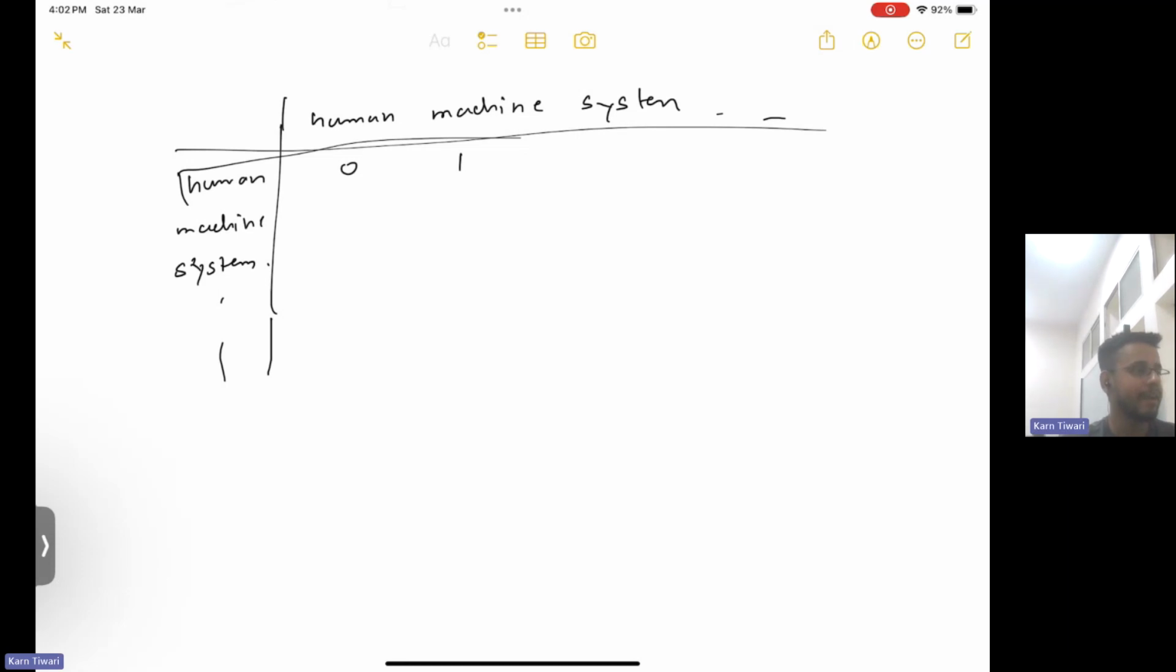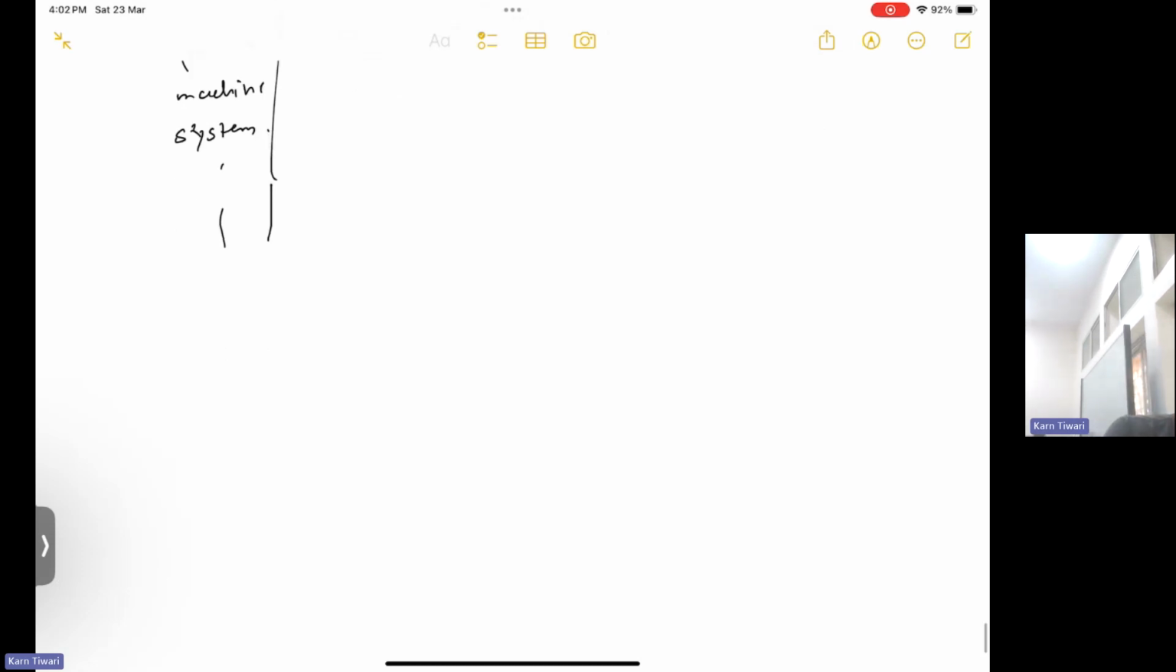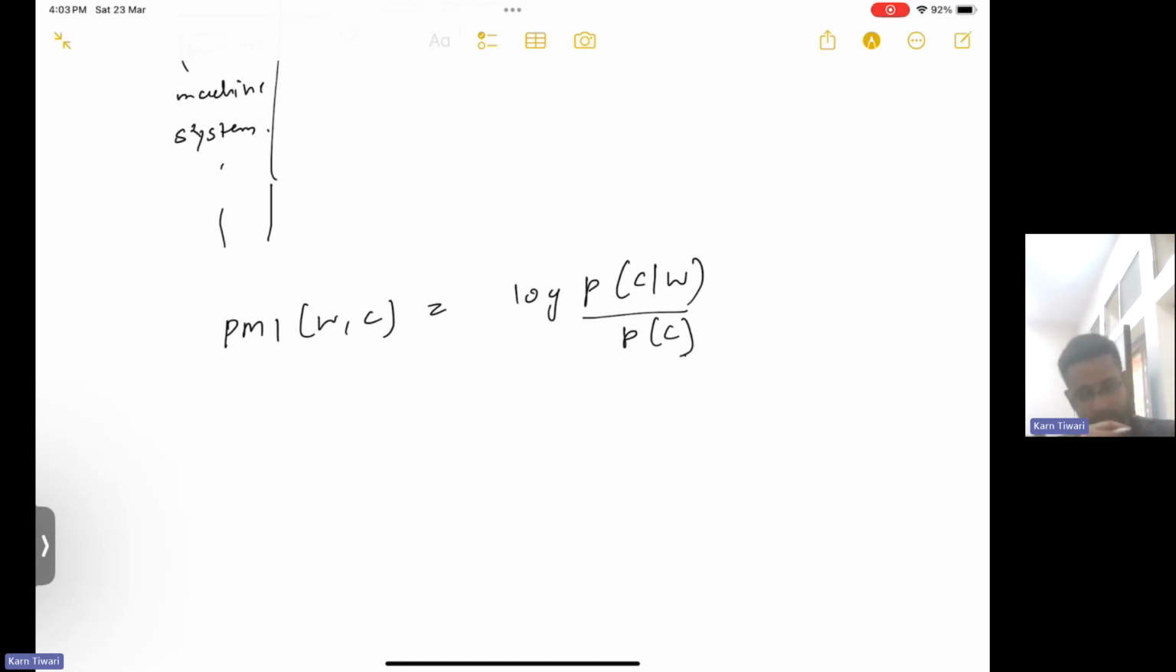Or, instead of the count, which is what we were using, we can define the PMI between the word and the context. So what is PMI, basically? PMI between a word and the context is defined as the log of the probability of the context given the word, divided by the probability of the context. So it's a kind of conditional probability.